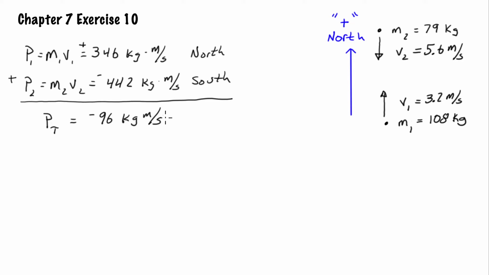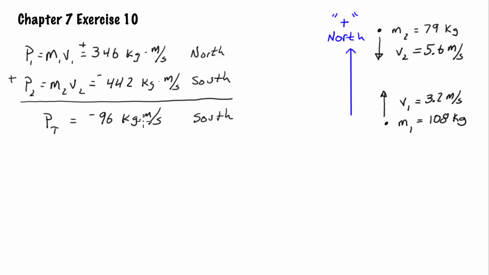And what's the meaning of that minus sign there? Well, if you had to say it in words, you have to note that the total momentum is south. So you would never say in words or write a sentence to say the total momentum is minus 96 kilogram meters per second, because you don't use plus and minus signs in words. That's only a mathematical trick.